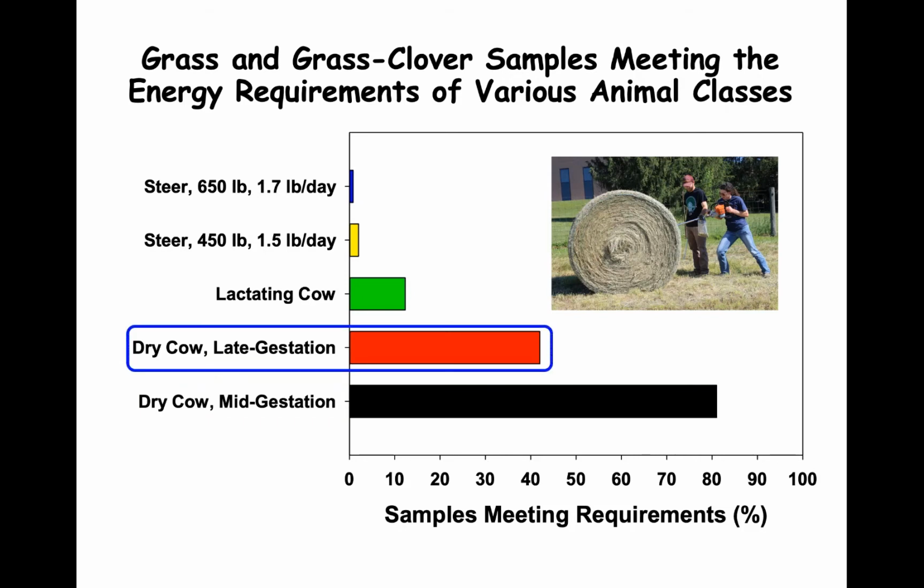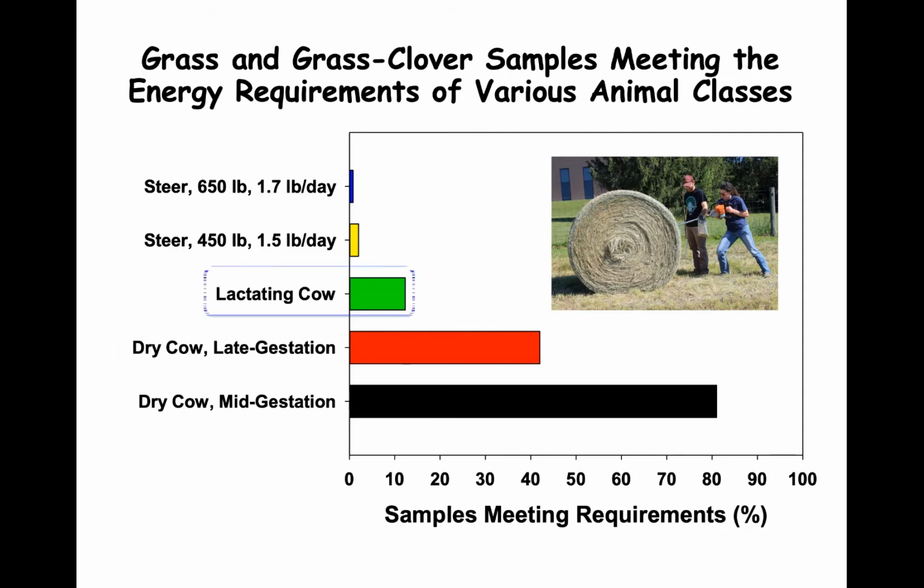Now, when she gets to late gestation, that fetus is really growing. About 40% of those samples will meet her requirements. This is kind of where things really fall apart. So I've got a cow, and she's had a calf, and she's lactating. Only about 12% of those samples are going to meet her energy requirements. And when we talk about growing animals, we just should assume that the hay alone will not meet their energy requirement. They're going to need some form of supplementation.